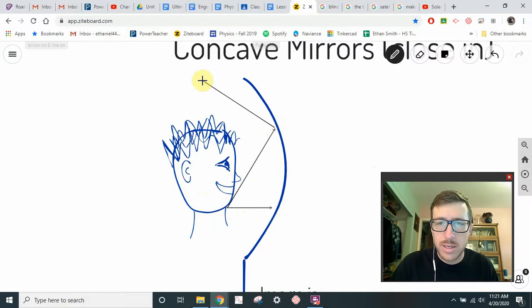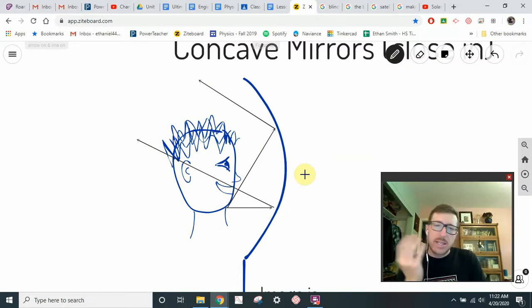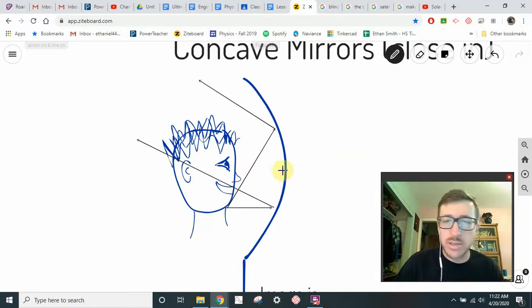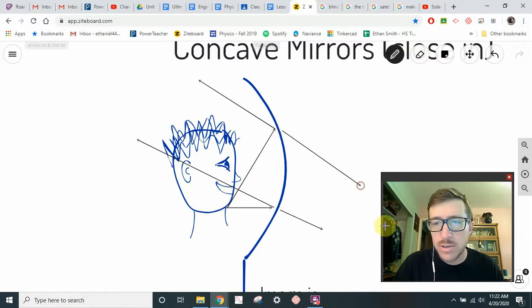You'll notice this one coming in is going to bounce off at about an angle like this. This one is going to bounce off at an angle about like this. And what's happening is that these light rays actually end up diverging, so the outgoing light rays don't actually catch each other. But my eye follows them back, so it follows this one going here and this one going here, and eventually those would cross, and you'd see my chin way down here.